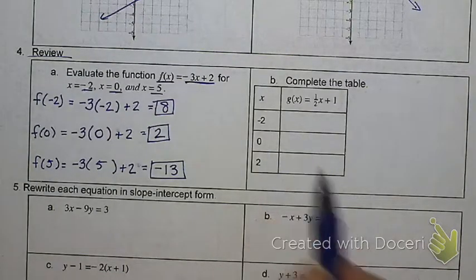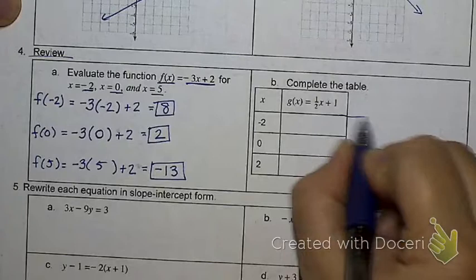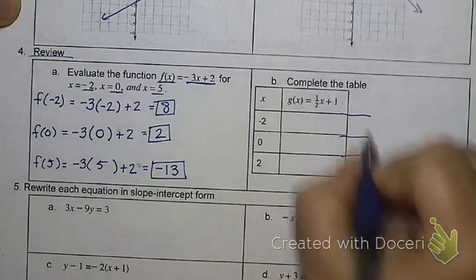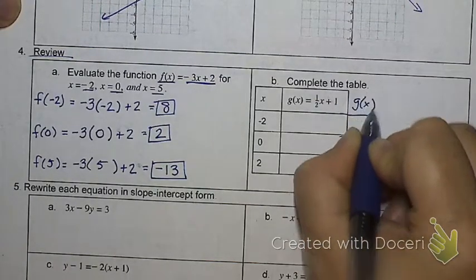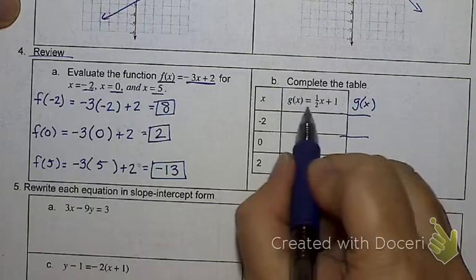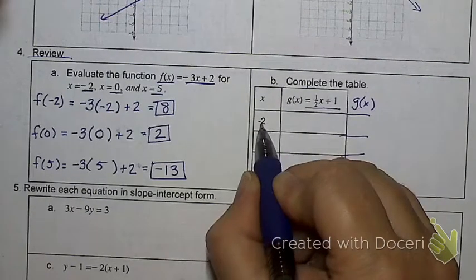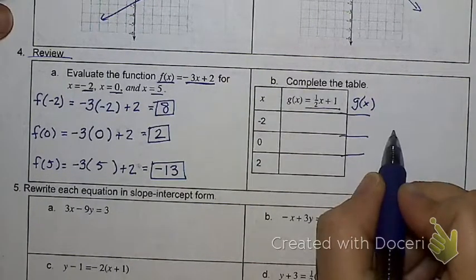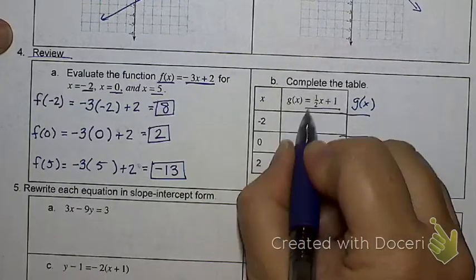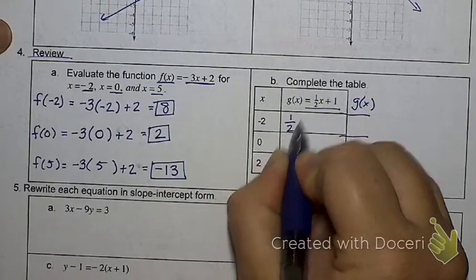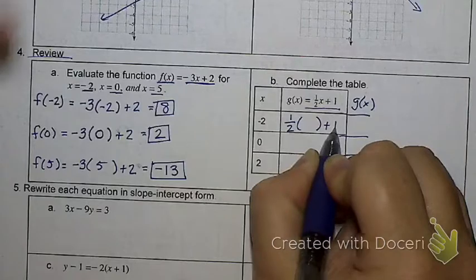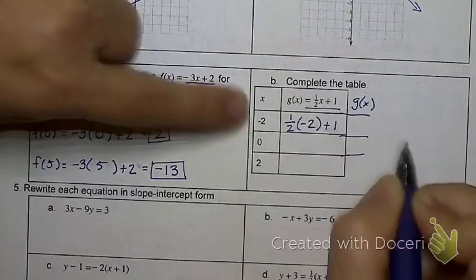This one is actually pretty much asking the same thing. However, we should have one more column out here. That is just g of x. So here's the equation. I need to plug in the x values so that I can get out the y values, right? So 1/2 x plus 1, and this is saying plug in negative 2 for x.